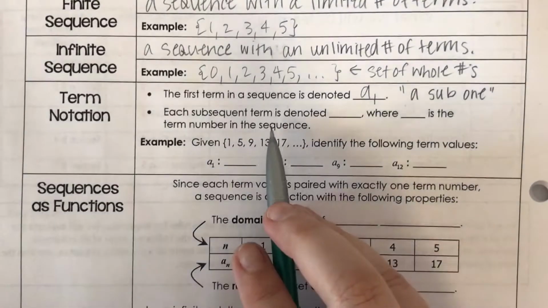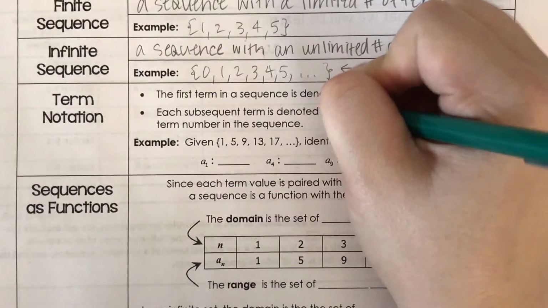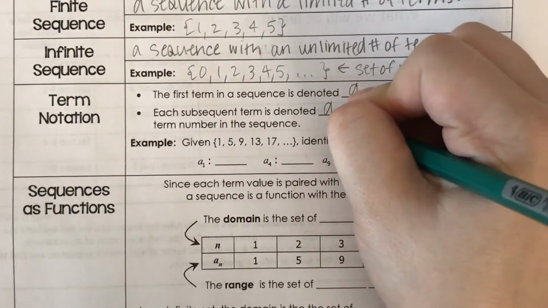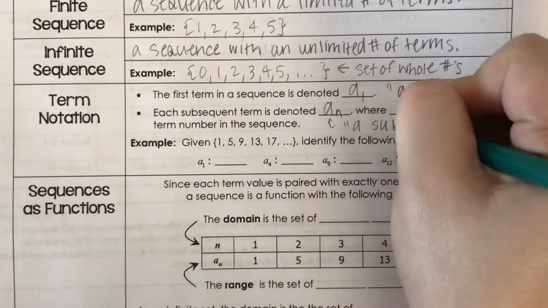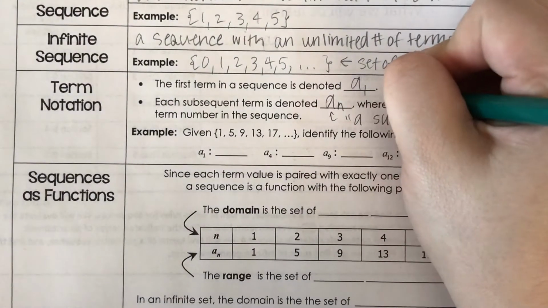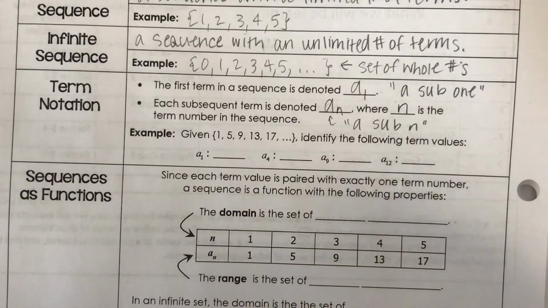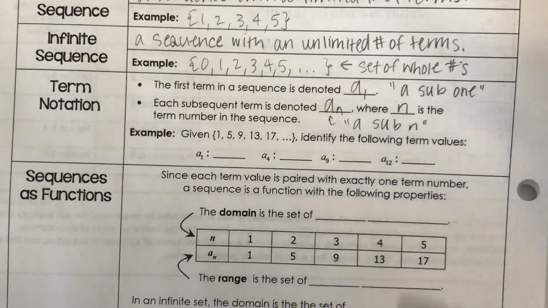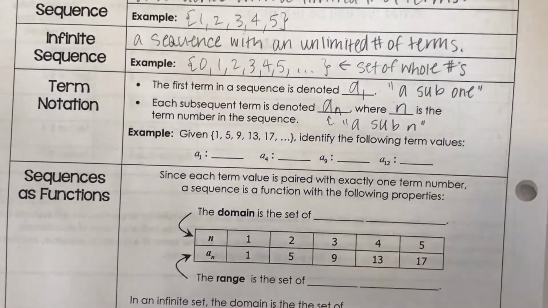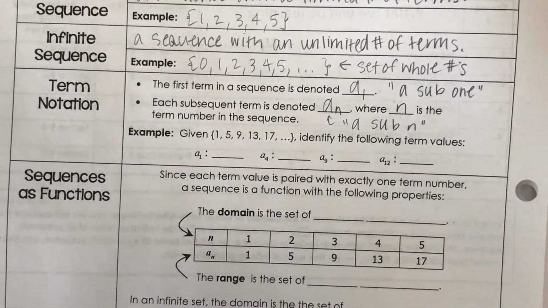Each subsequent term is denoted a sub n. Okay, so I'm going to write that down. This is a sub n, not an, a sub n, where n is the term number in the sequence. So if it's the first term, it's a sub 1. If it's the second term, it's a sub 2. Third, a sub 3, so on and so forth.